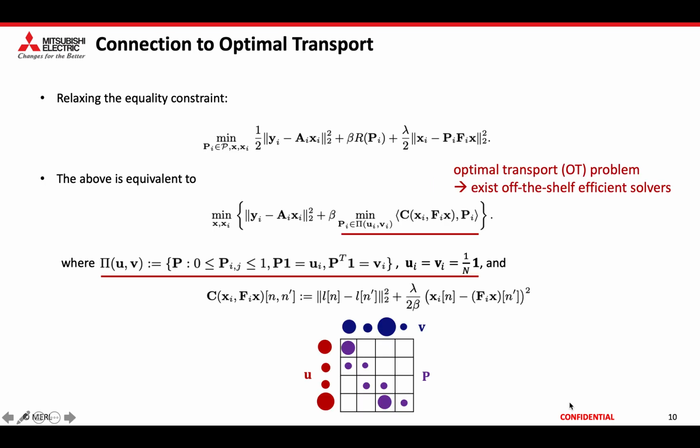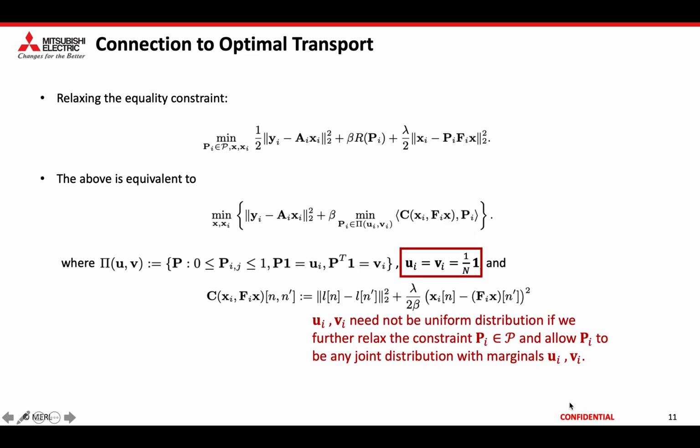The assignment problem is a special case of the optimal transport problem, which can be briefly described as follows. Given two marginal distributions, u and v, we want to find a joint distribution P, also known as the optimal transportation plan, with marginals u and v, such that the cost of moving the mass is minimized. Note that the choice for ui and vi being uniform is to ensure that the optimal joint distribution Pi is a permutation matrix. In our case, we only care about the reconstruction of x but not Pi, so we can choose different marginals.